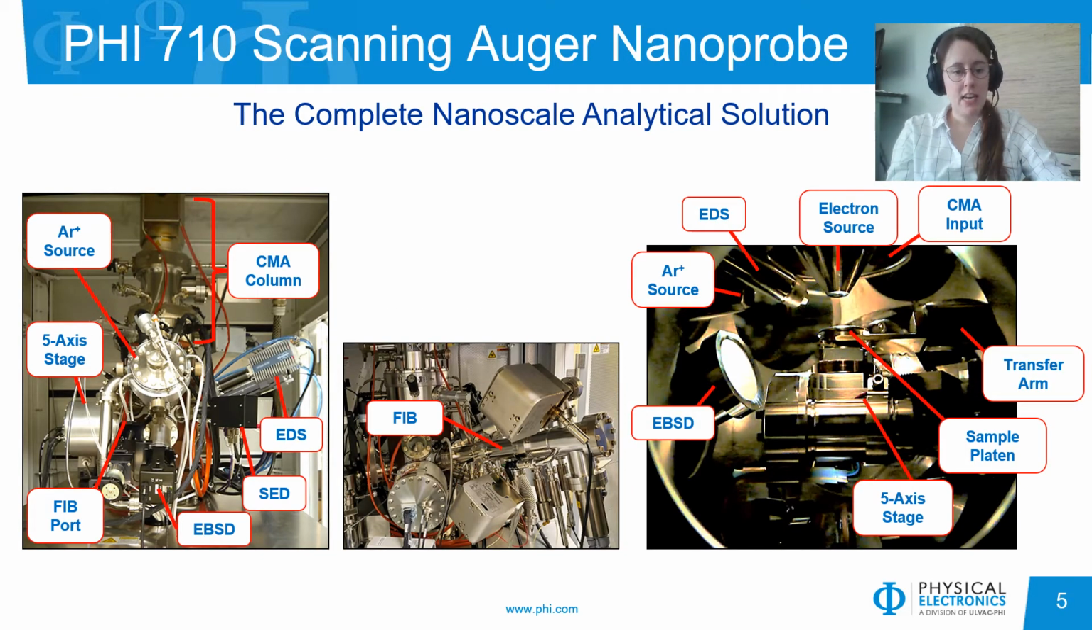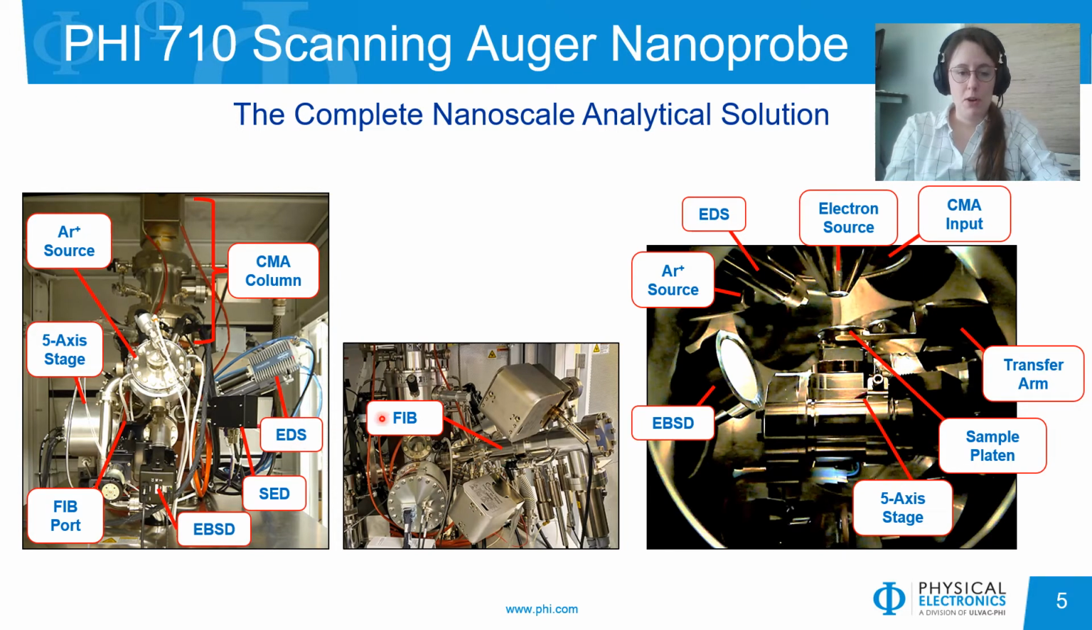If we take a look inside the enclosure, this is what you'll see. So this is our main chamber. And you can see on the left we have our CMA column. This is our ion gun source, our 5-axis stage. This is a port where the FIB would go. This particular photo on the left doesn't have a FIB installed. This is the FIB port. We have our EBSD detector, SED, EDS.